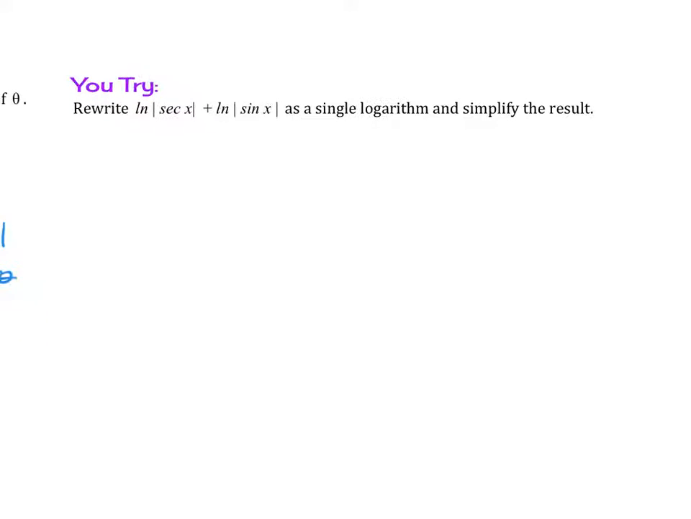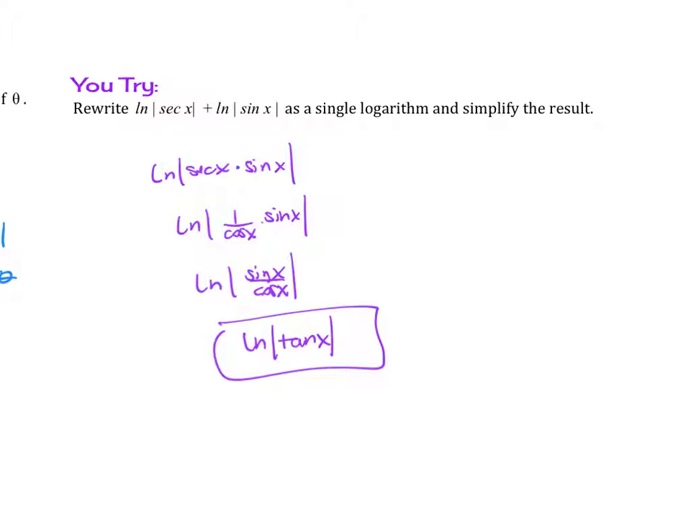Try this example here. Rewrite natural log of secant of x plus natural log of sine of x as a single logarithm and then simplify the result. Trying this out, you would get natural log of secant of x times sine of x, then secant changes to 1 over cosine, and then sine over cosine is tangent of x.